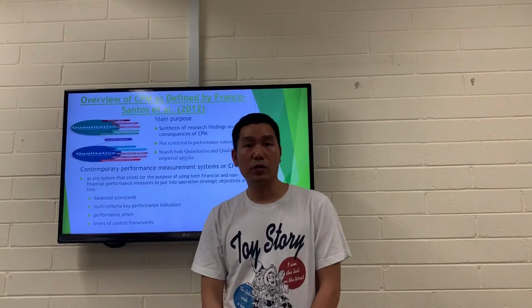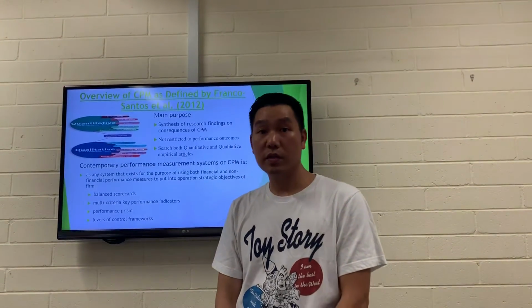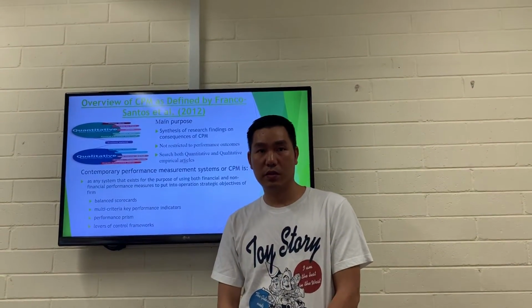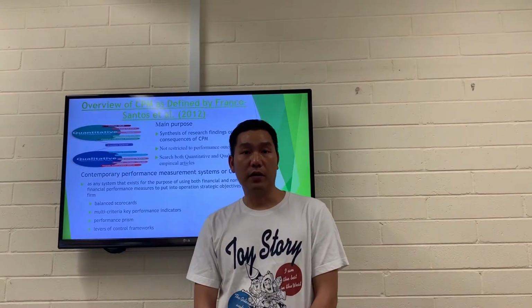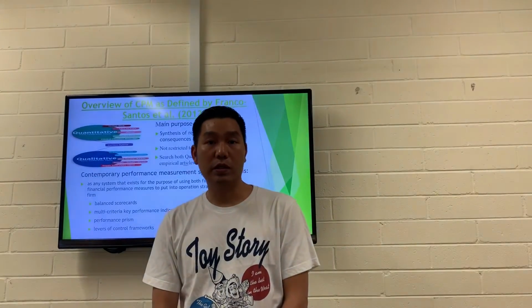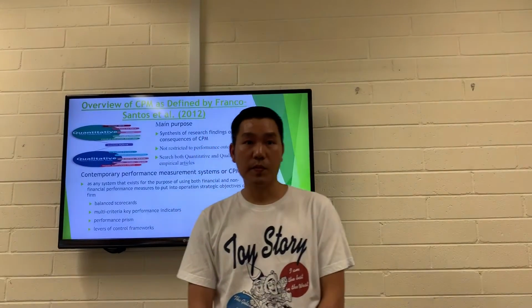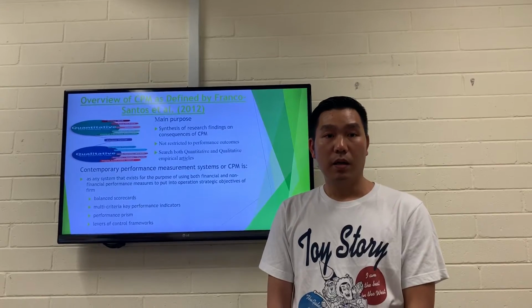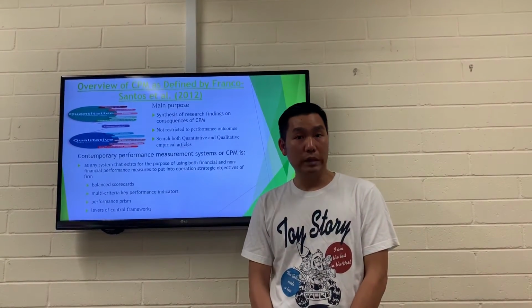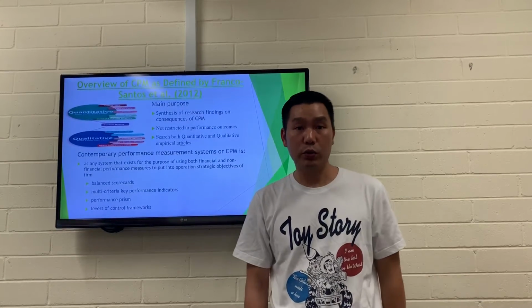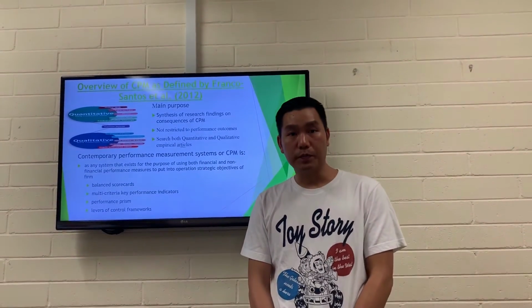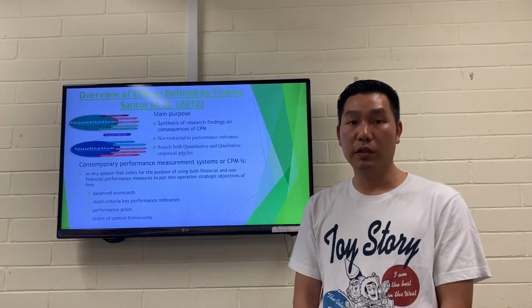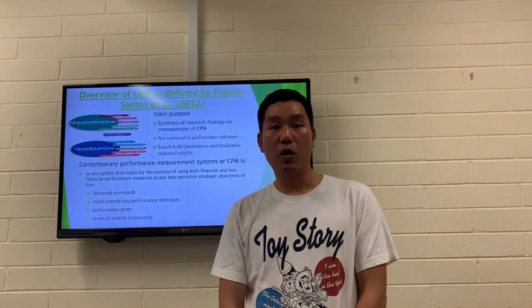Franco-Santos et al.'s article's main purpose was to synthesize research findings on consequences in all forms for contemporary performance measurement systems. We find that the authors define contemporary performance measurement systems, or CPM, as any systems that exist for the purpose of using both financial and non-financial performance measures to put into operation the strategy and objectives of the firm. Examples of CPM include balanced scorecard, multi-criteria key performance indicators, performance regime, and levers of control frameworks.